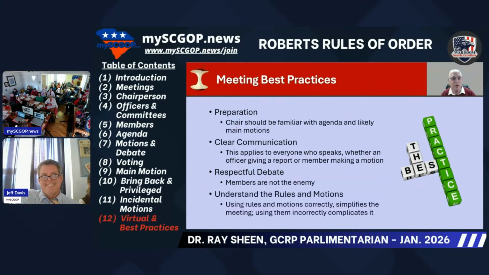Finally, understand the rules and types of motions. Know when to use each of the different motion types. The motions help us to keep debate orderly and focused. Using the right motion helps the meeting flow and be more efficient.